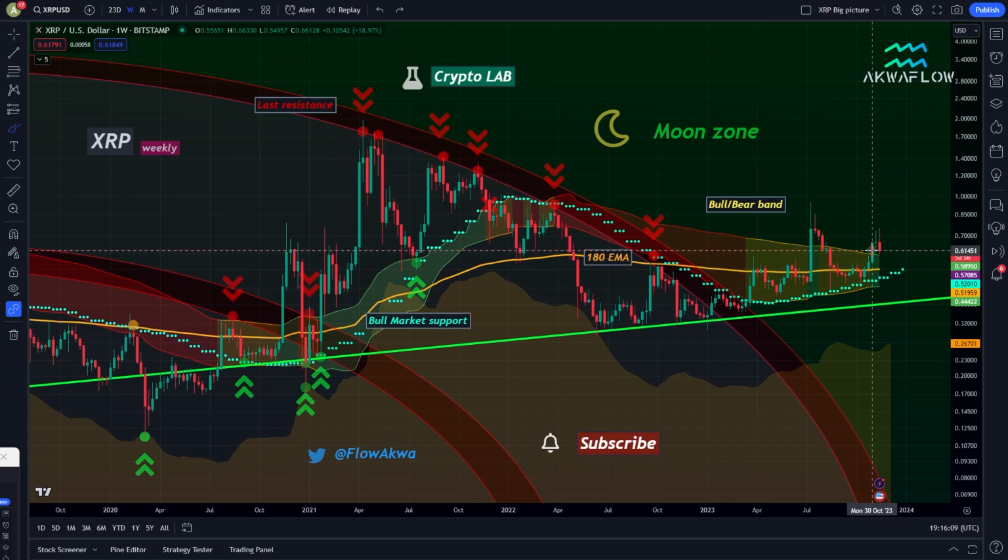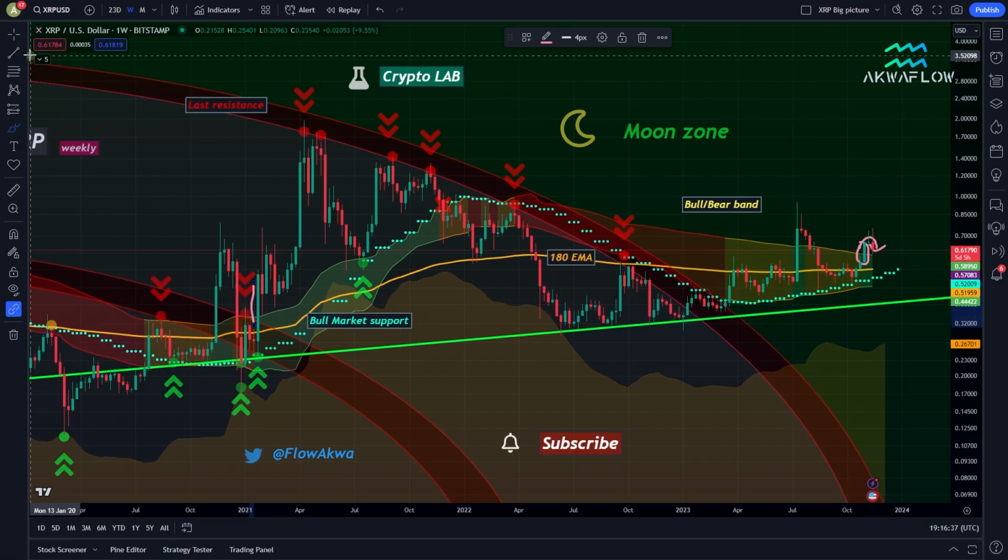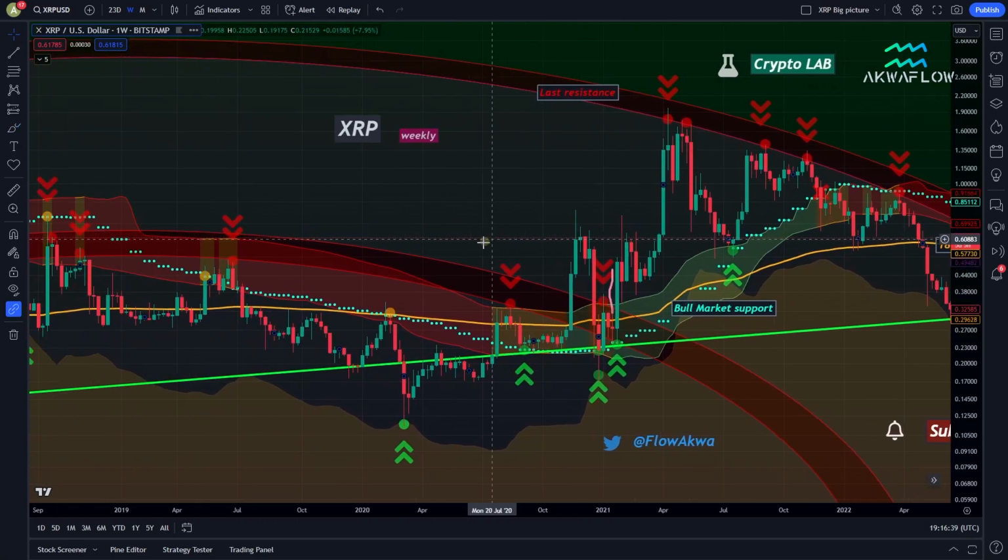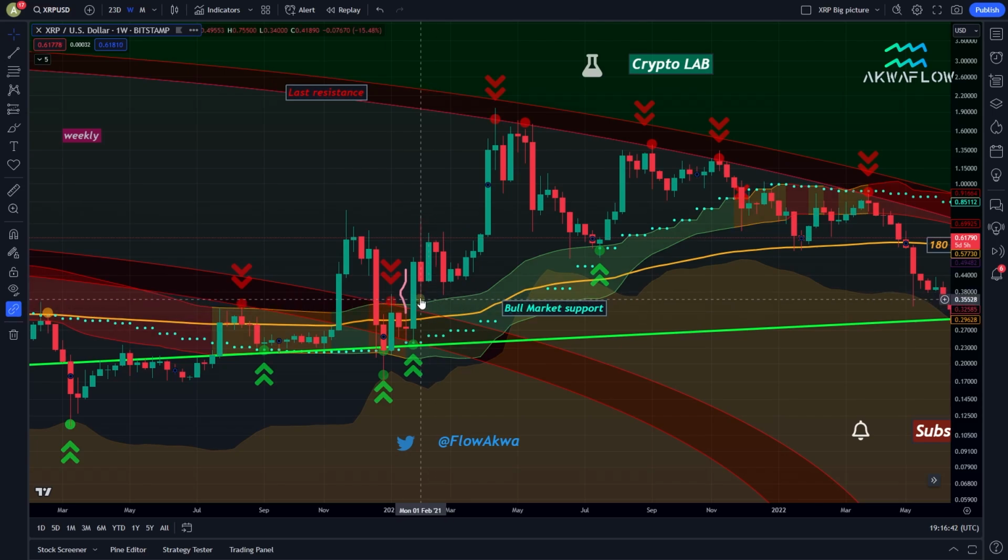And this is the reason why I said that after the breakout candle that we have just right here, XRP needed to go back to retest at least the top of the band. Why? In the past, we did exactly the same thing. We went up, we have our breakout candle, and we came back down. Let me zoom in to make it easier to see. We came back down with this candle to retest exactly the top of the band, just right here. You can see with the wick.